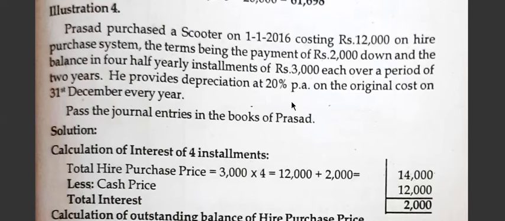Now see, they have given you the costing of the machinery. The cost of the machinery is given, that is 12,000, that is the cash price. Down payment is given, 2,000. The 3,000 installment is also given. Whether the rate of interest is given? No, the rate of interest is not given. They have given the depreciation rate, and the method of depreciation is original cost. That is the straight line method.